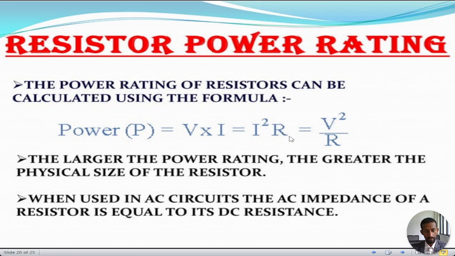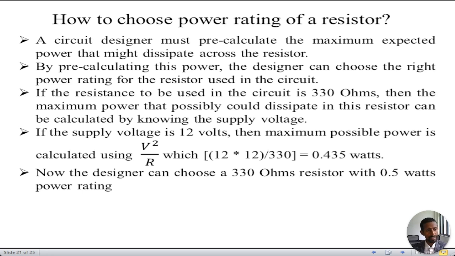The larger the power rating, the greater the physical size of the resistors. When used in an AC circuit, the AC impedance of a resistor is equal to its DC resistance. You know what AC and DC mean. When we say AC, it is alternating current. When you say DC, it is direct current. So a circuit designer must pre-calculate the maximum expected power that may dissipate across the resistor.